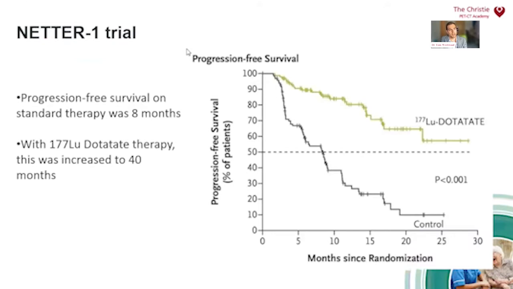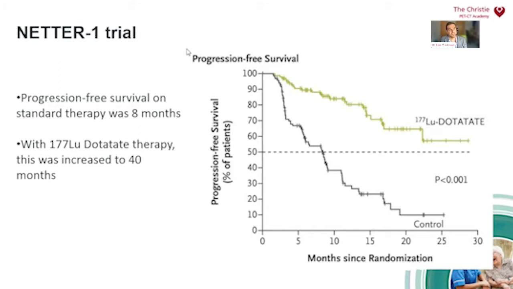And the primary endpoint for that trial was progression-free survival. So progression-free survival on standard octreotide analog therapy was 8 months, compared with 40 months in the lutetium arm. So substantially increased progression-free survival in the lutetium arm of the trial.